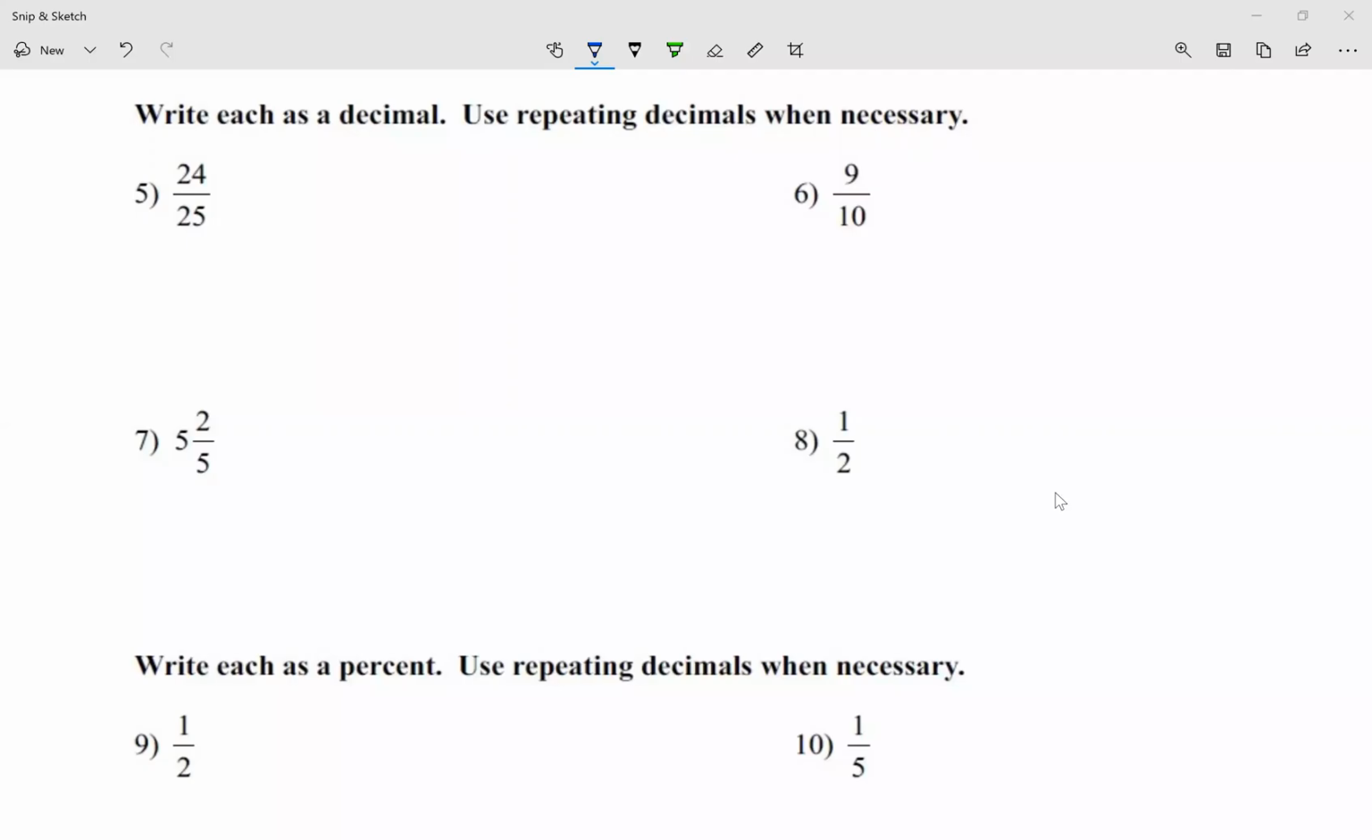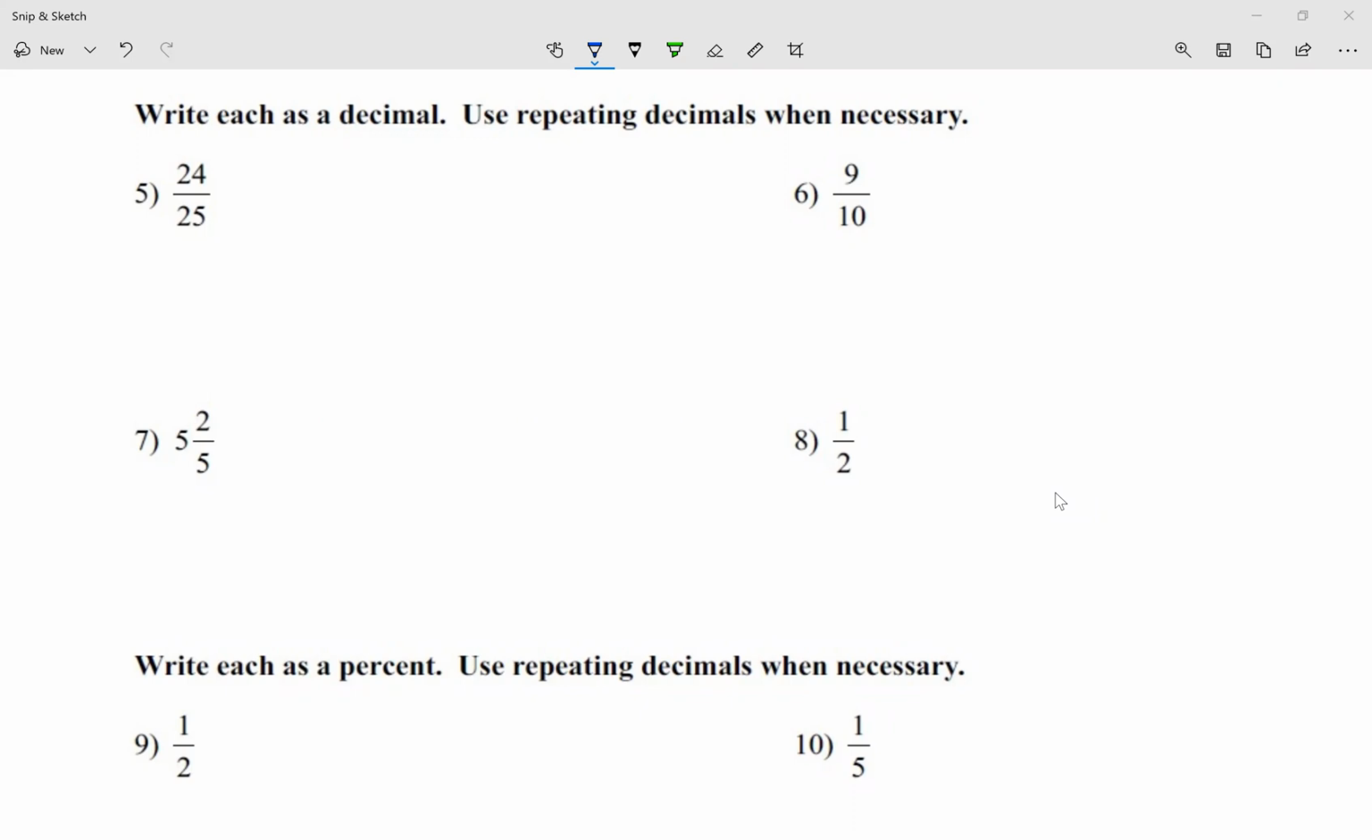Okay, so we start with the fraction, and we're going to write this as a decimal. Use repeating decimals when necessary. So yesterday we learned how to do this using division, right? I could do division if I want to still, 24 divided by 25 or 9 divided by 10. So I can take a look, but instead for today, let me show you guys a different method.